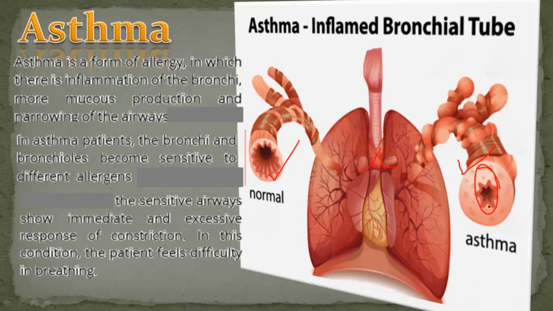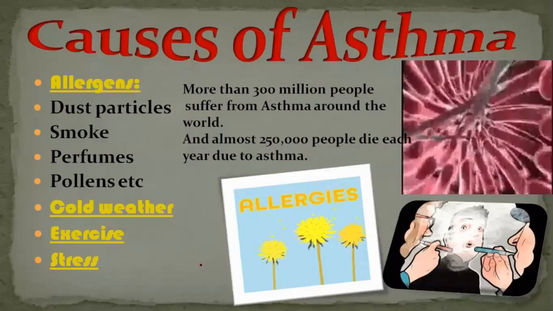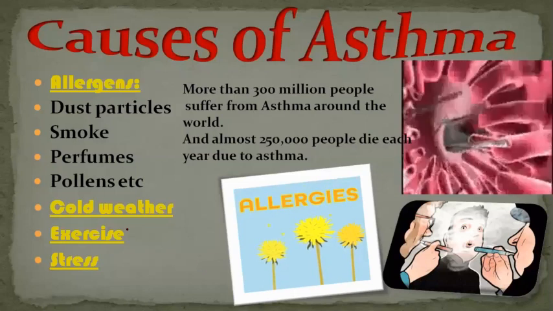Due to that, the air passageway becomes narrow, and due to the narrow passageway less air is exchanged, and then the person can feel difficulty in breathing. So sensitive airways show an immediate and excessive response of constriction, and due to this the patient feels difficulty in breathing, and if they do not get any type of medication, the person can die.